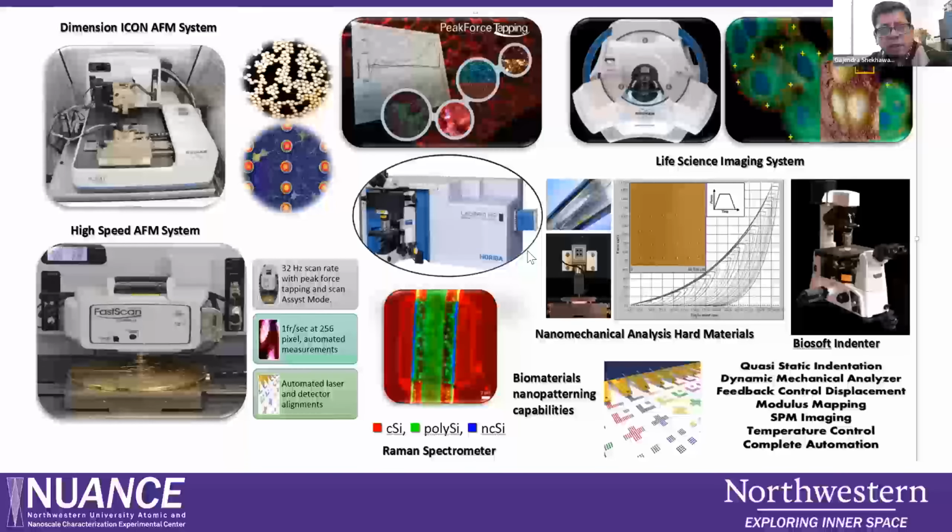And then we also have a traditional Raman system where you can do chemical mapping or chemical analysis of a material with the resolution down to 1 micron. Then we have a couple of systems in the nano indentation category where we can do nanomechanical mapping, modulus mapping, quasi-static and dynamic mechanical analysis. And we also have a biosoft system, where you can do a lot of nanomechanics on hydrogels, polymers, tissues, and all these materials.